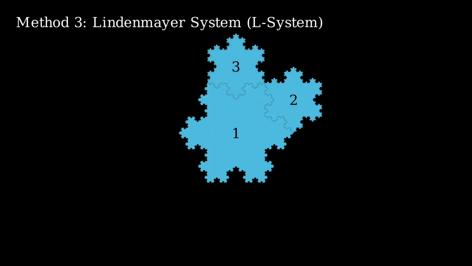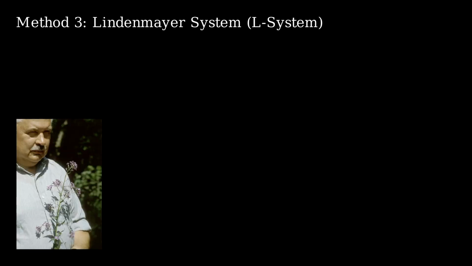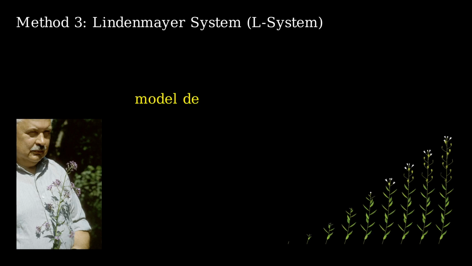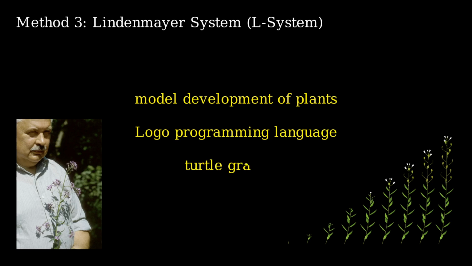The last method for the construction of the snowflake curve uses a Lindenmayer system, or L system for short. Aristid Lindenmayer was a Hungarian biologist and botanist who in 1968 developed a system to mathematically model the development of plants. It was later adapted to the Logo programming language and to turtle graphics for drawing images on a computer screen. We will describe how an L system can be used to draw the Koch curve using turtle graphics.